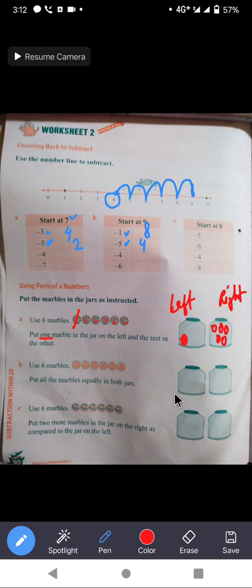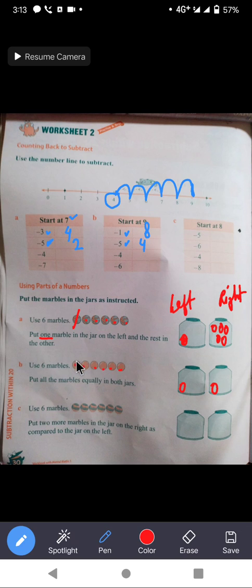Okay, now part B, use 6 marbles. Here also we have to use 6 marbles. 1 2 3 4 5 6. So put all the marbles equally in both jars. We have to put equally. So to put equally we will put one by one. One in this and one on the right.